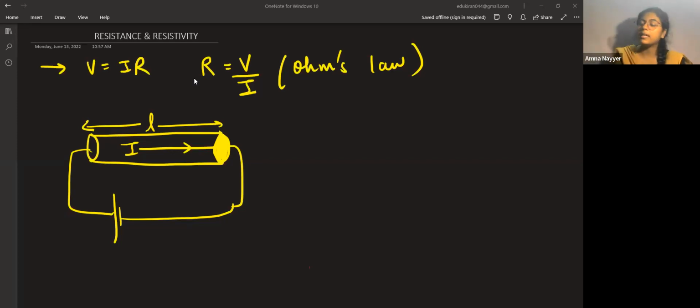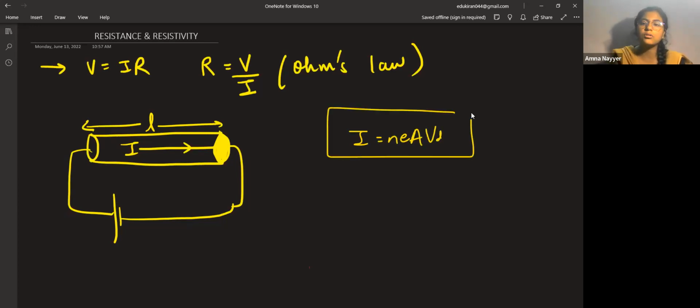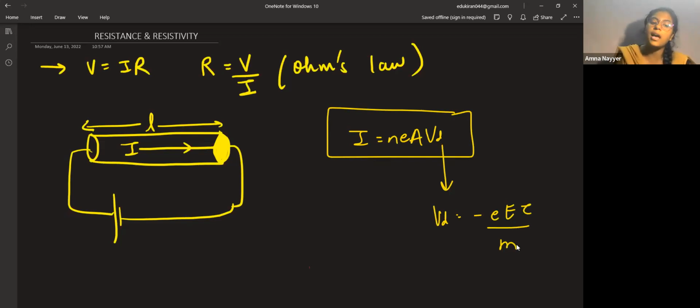Now, one relation we had seen yesterday, I is equal to neAvd. It's a very important relation for your exams also. This comes as a 3-marker question. It can happen that the drift velocity derivation is omitted, but I is equal to neAvd, this relation between current and drift velocity, can come as establish a relation between current and drift velocity. And what is the formula of drift velocity? This also we had seen, minus eE tau by m. Both these derivations we have done, and both these derivations are important. Especially this one.